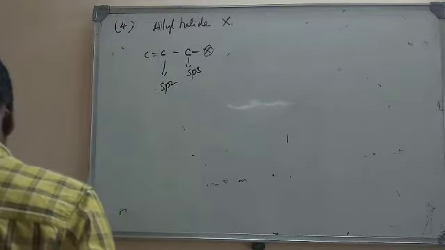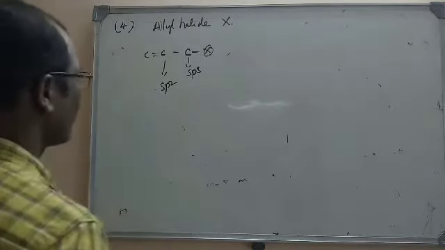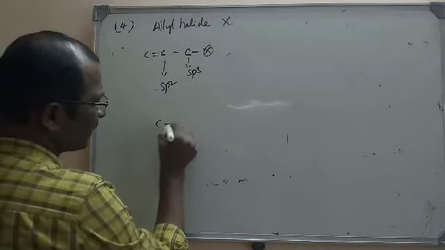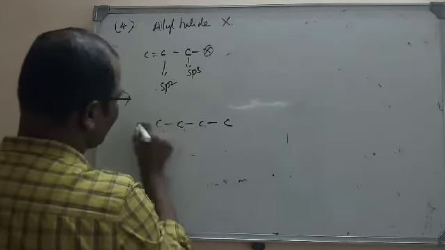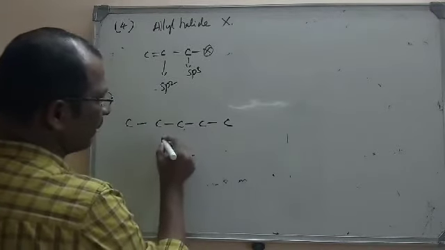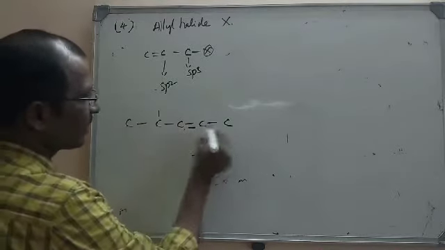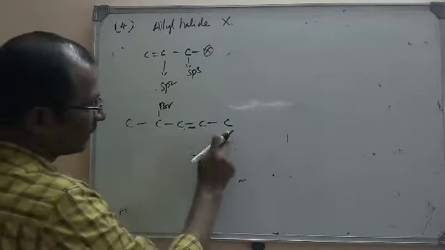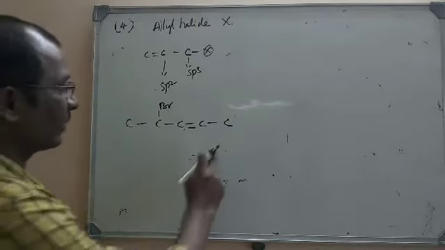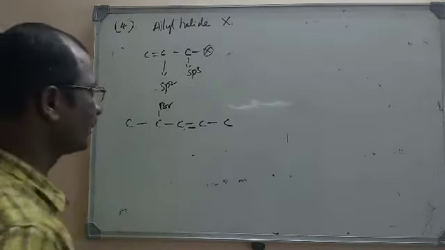The first structure is 4 bromo pent 2 ene. It is pentene, and it is 2 ene. 4 bromo means bromine is on the fourth carbon. This is the skeletal structure of 4 bromo pent 2 ene.